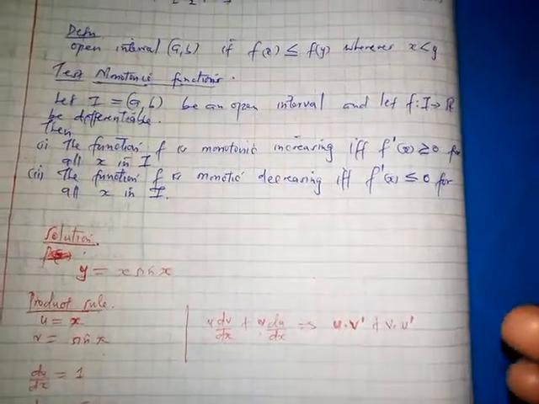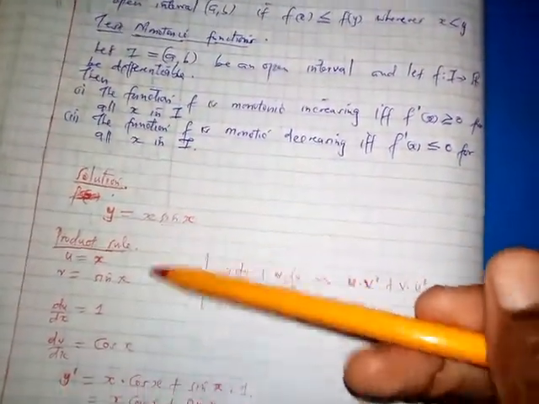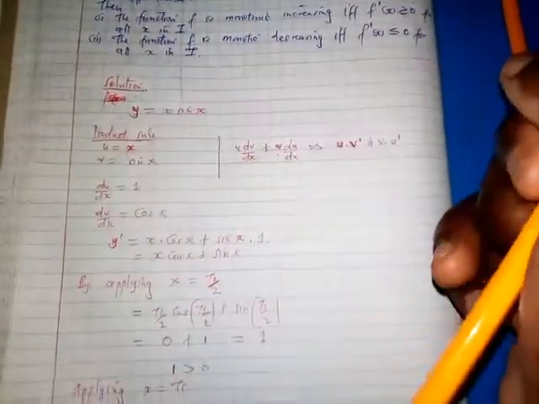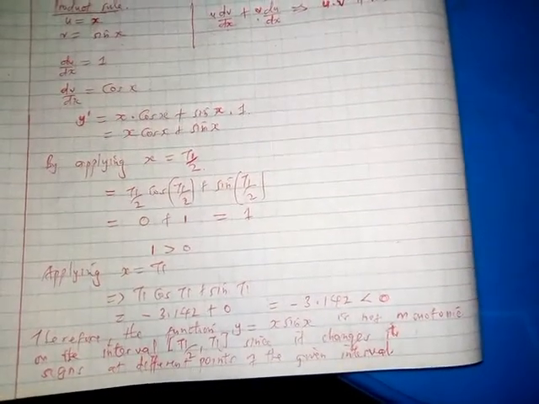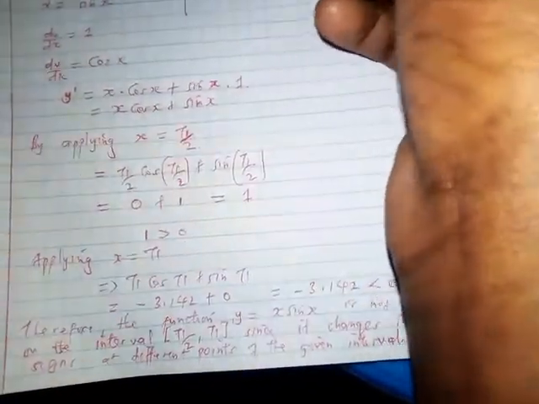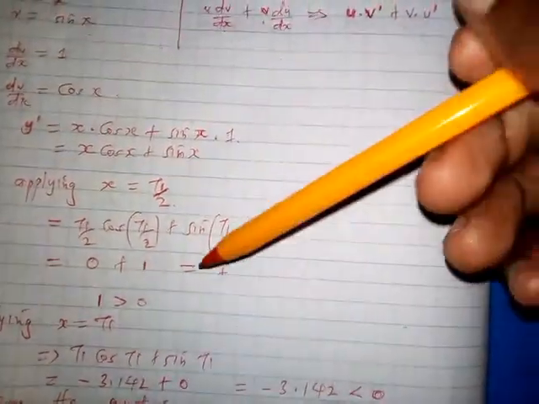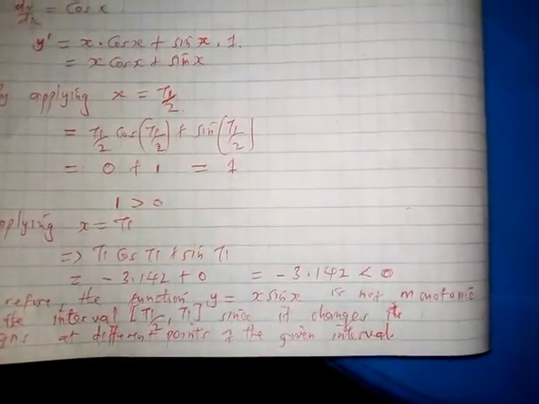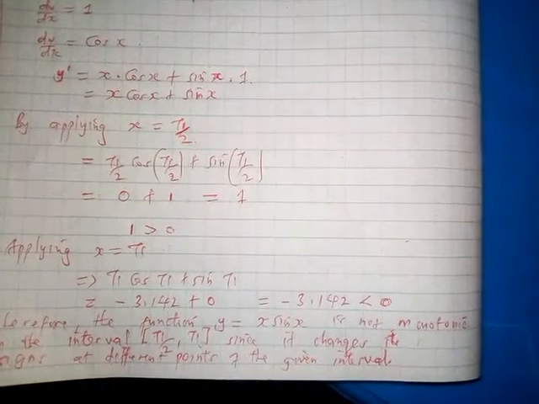You can see we started with the definition or the explanation of what a monotonic function is, monotonicity, and the tests for monotonic functions. And we have proved that this function is not monotonic on the given interval because it changes its signs at different points of the given interval. Suppose it was monotonic increasing, then the first derivative would have been greater than or equal to 0 for all x, or monotonic decreasing if the first derivative of the function is less than or equal to 0 for all x in I. But you can see it's changing the signs, so it's neither monotonic increasing nor monotonic decreasing. So up to that point we have proved, and you have checked whether the function is monotonic.